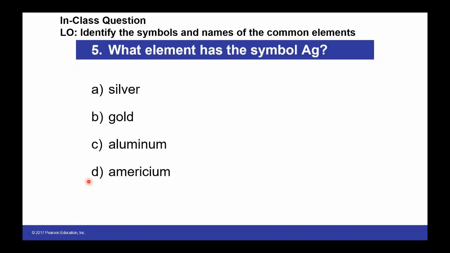What element has the symbol Ag? Pause the video, answer it, and we'll come back and do the answers together. What's the answer, folks? A, silver. What is the symbol for gold? It's Au. How about the symbol for aluminum? Al. And what about the symbol for americium? It's Am.